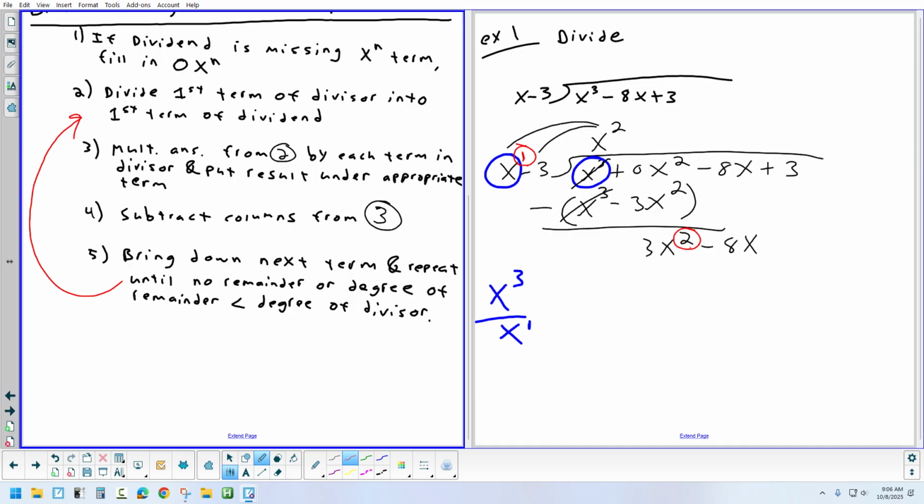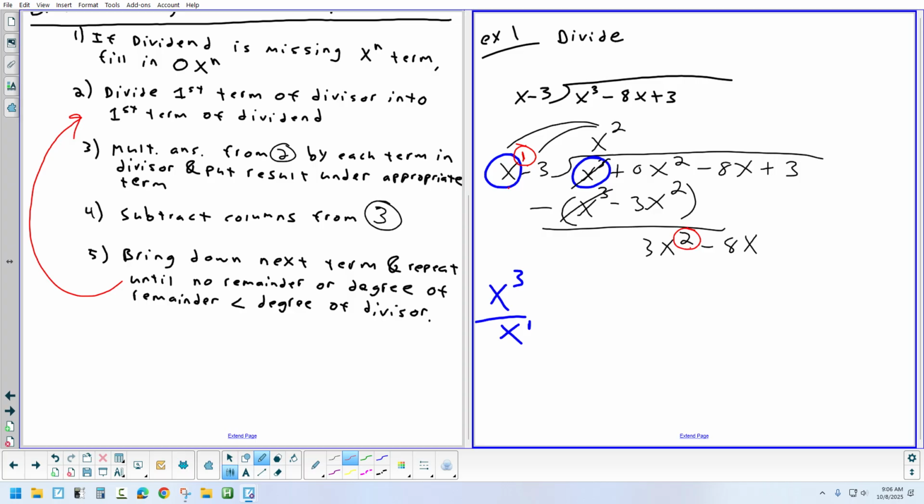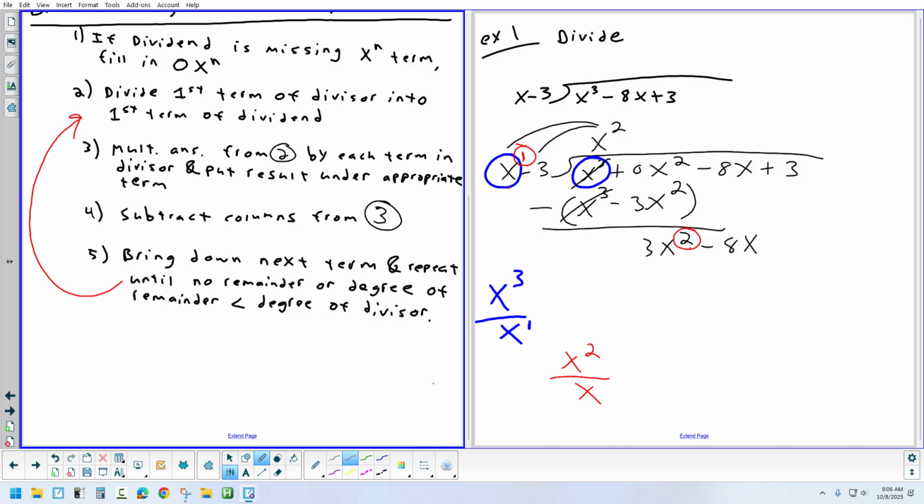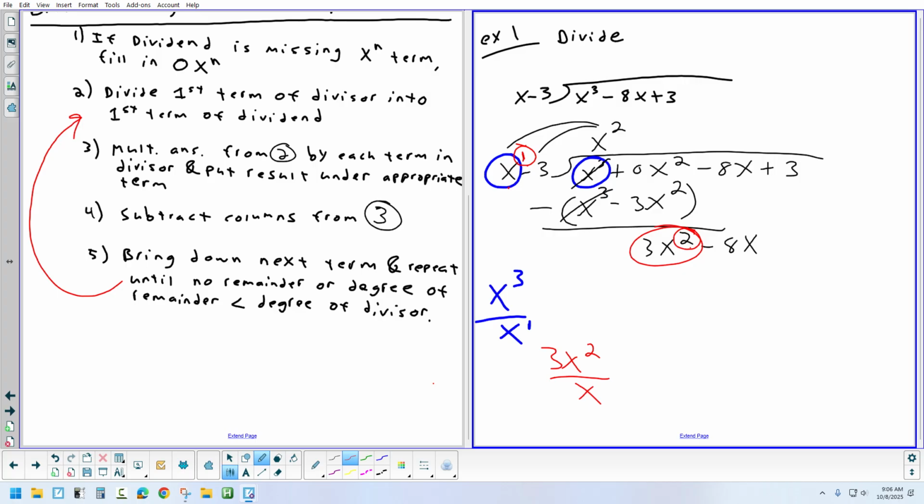So divide the first term of the divisor into the first term of the dividend. So now you're doing x squared, or, well, I'm sorry, I messed that. Let me fix that again. 3x squared. 3x squared divided by x. So now you're looking at your work you just did. We're going to keep working our way down. What's 3x squared divided by x? 3x. So you're going to put that there.